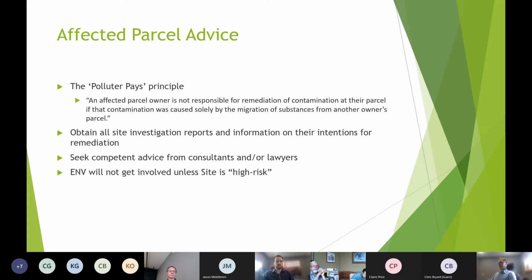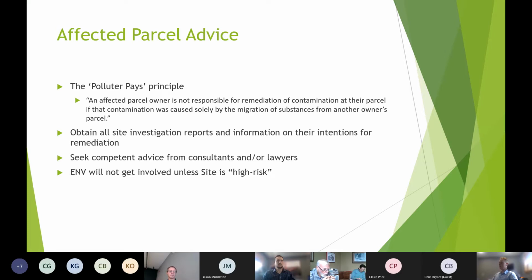If you're the affected parcel, the governing principle on contamination liability is the polluter pay principle. That is, an affected parcel is not responsible for contamination sourcing from another owner's property. In the event you are notified of offsite contamination impacting your property, you should obtain all site investigation reports and information from that source parcel owner and their intentions for remediation.